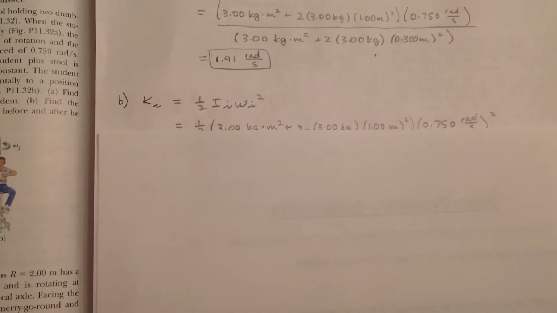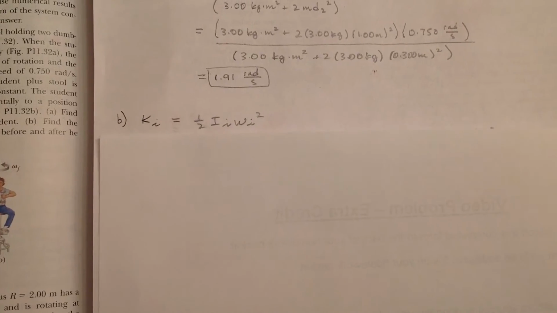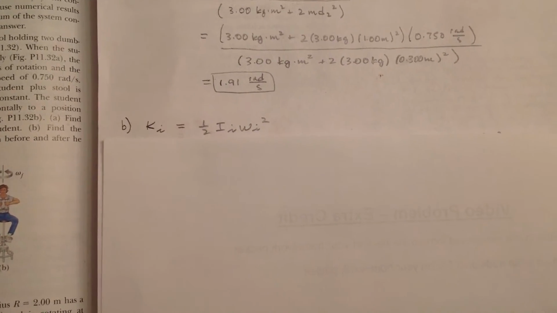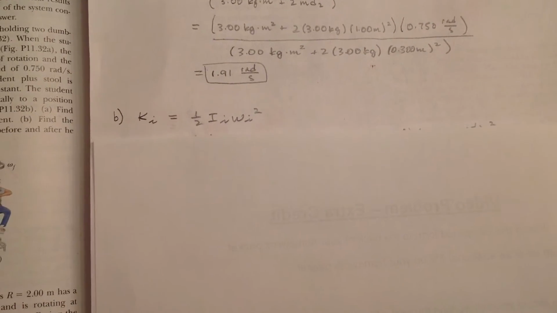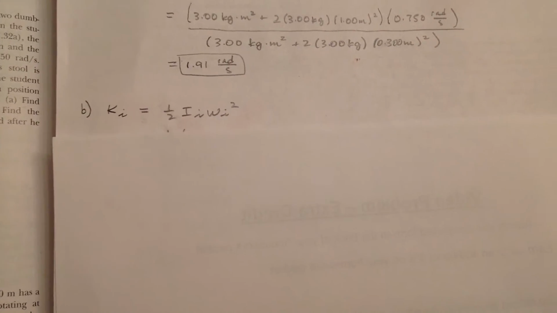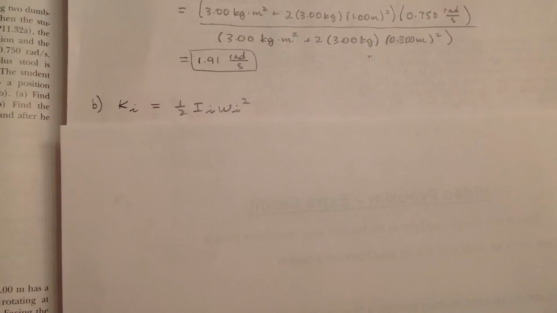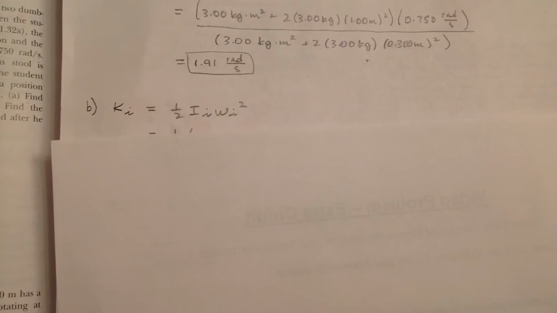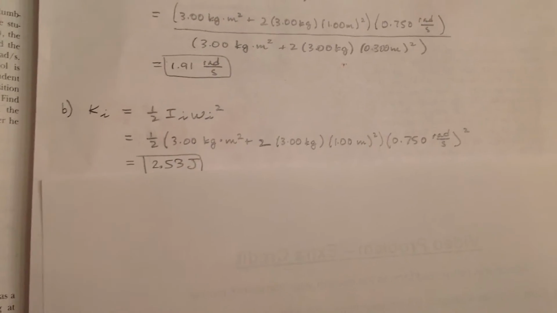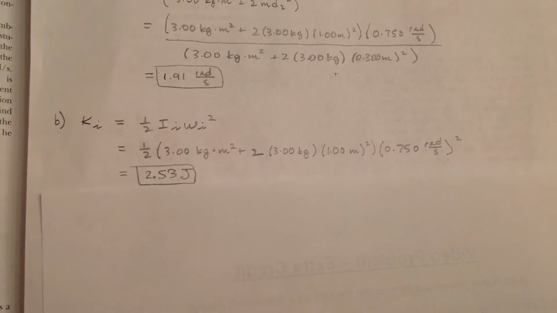Now, in part B, you're solving for the initial and final kinetic energy of the system. So the initial kinetic energy of the system is equal to 1/2 times the initial moment of inertia times the initial angular velocity squared. So you plug in your numbers again, and hopefully you get 2.53 joules.